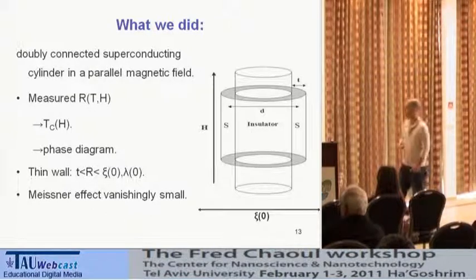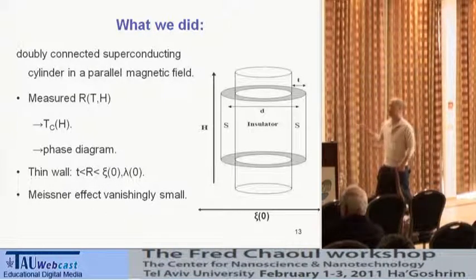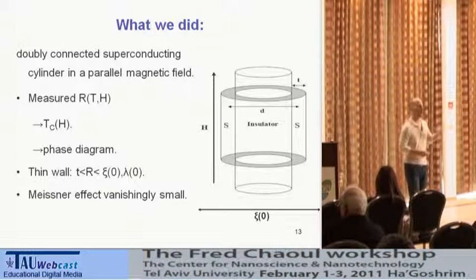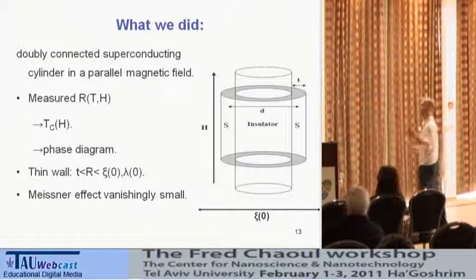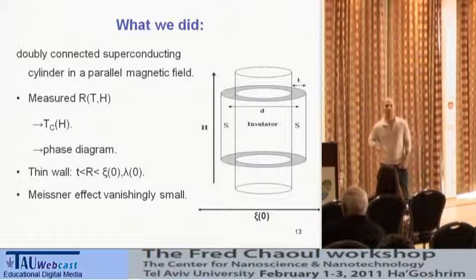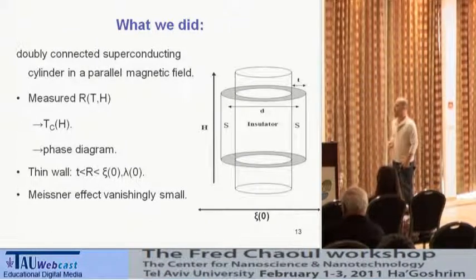The cylinder is thin, that is, the thickness of the cylinder, the part that is really superconducting, is smaller than the radius. The radius is smaller than the coherence length, and all of them are smaller than the penetration depth. The last one meaning that the Meissner effect is completely negligible.